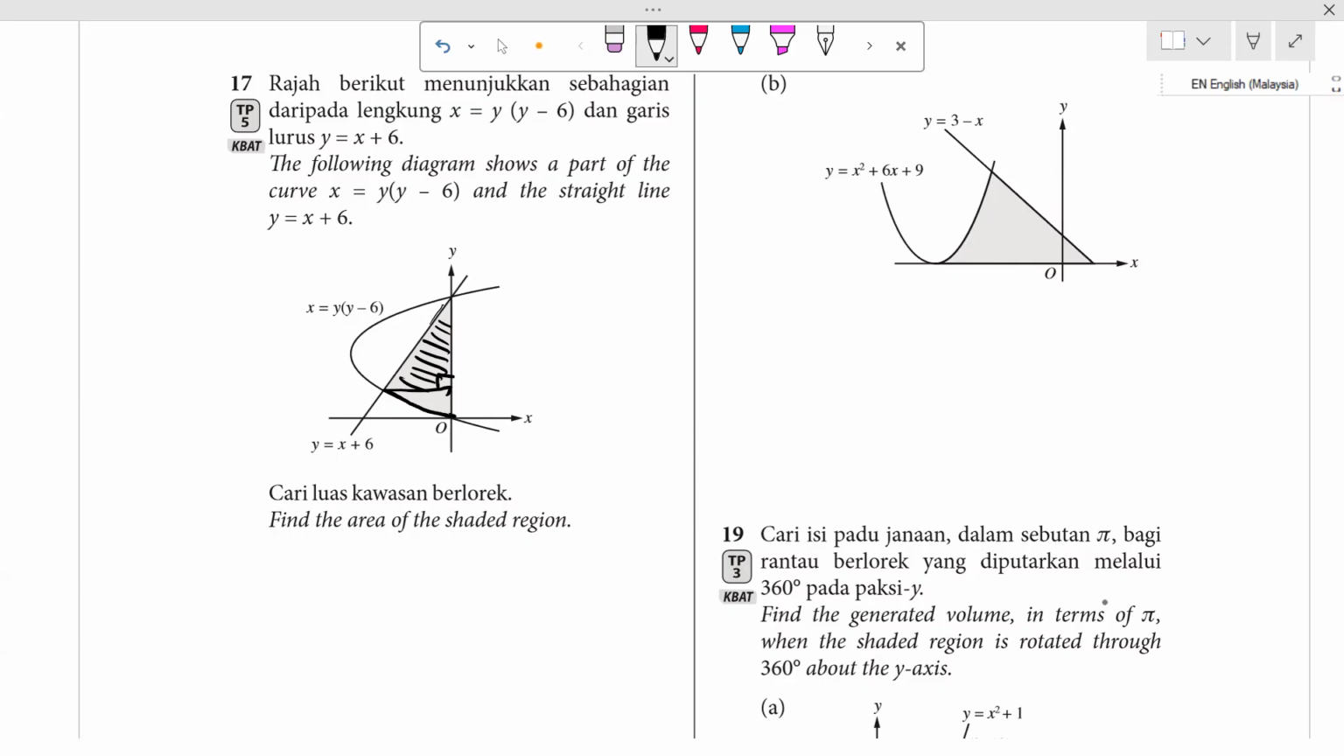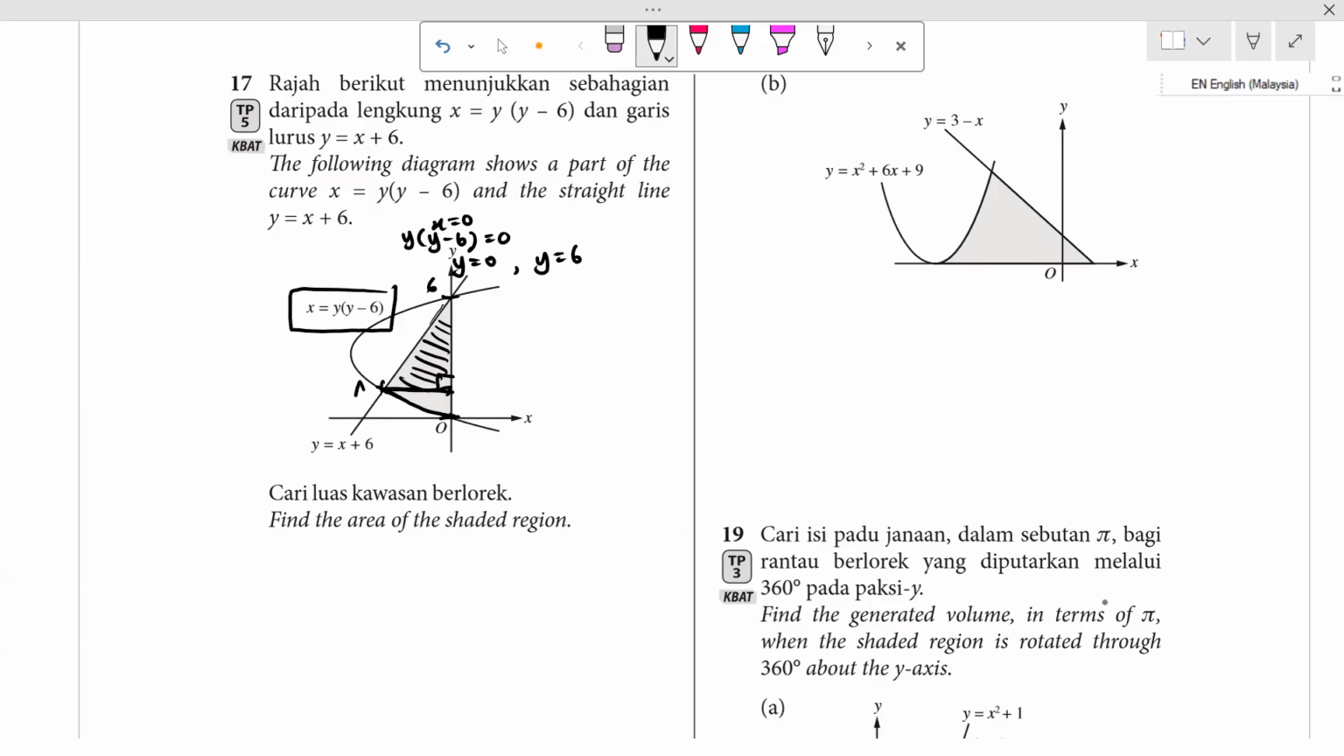But what is the y value of this intersection point? Look at this one first. At the y-axis, x equals to 0. So when x equals to 0, y times y minus 6 equals to 0. So either y equals to 0 or y equals to 6. So here is 0, and therefore this is 6 here. Is that alright?